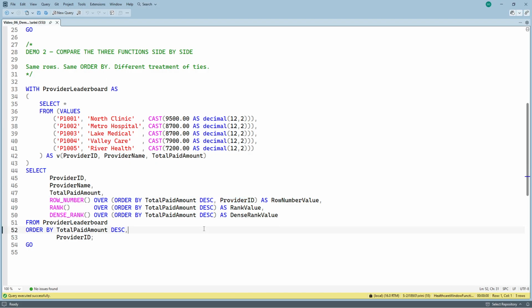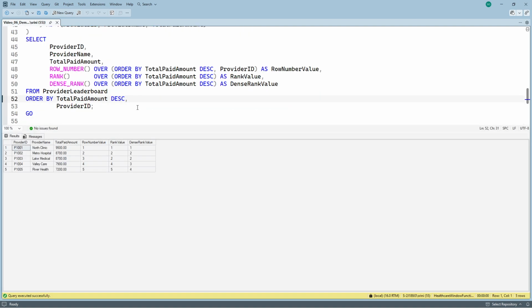Row number still gives unique positions 1, 2, 3, 4, and 5. Rank lets the tied providers share rank number 2, but then it skips to rank 4. Dense rank also lets them share rank 2 but does not skip. The next provider becomes rank 3. This one result grid is the whole lesson in miniature.